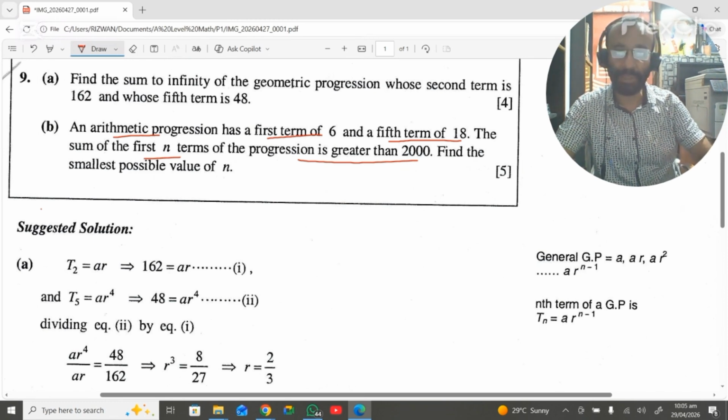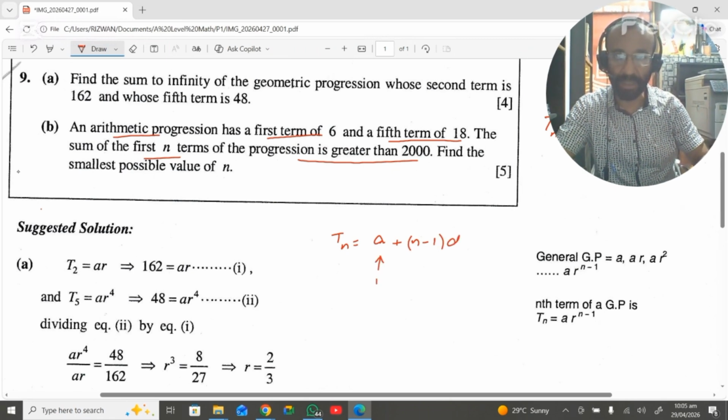Okay, you need to know some concepts of the arithmetic progression. So the nth term of the arithmetic progression is Tn equal to a plus (n minus 1) into d, where a is the first term, d is the common difference, and n is the number of the terms.